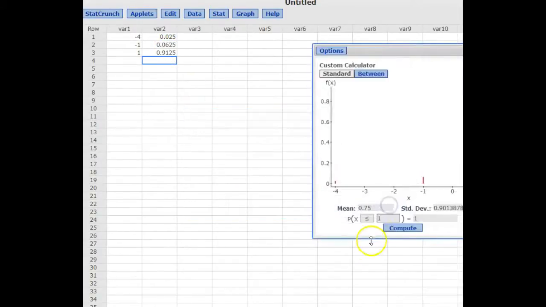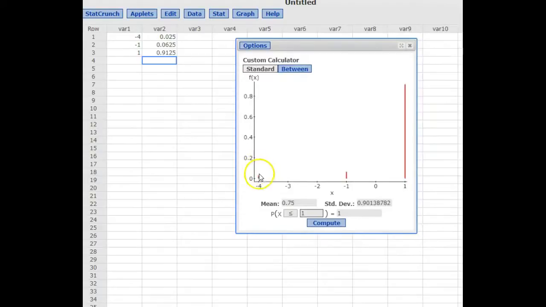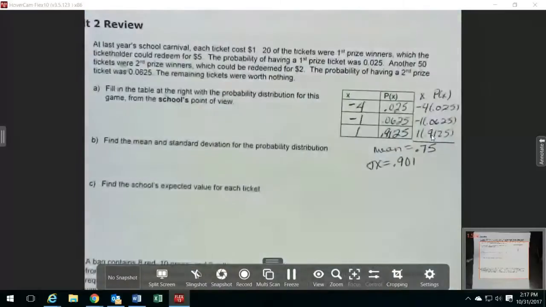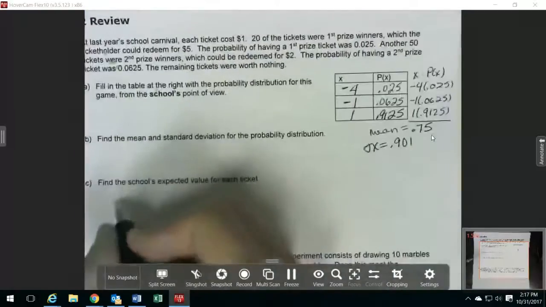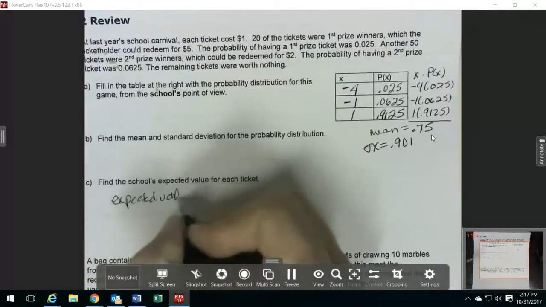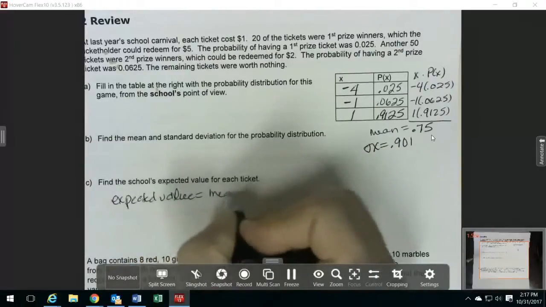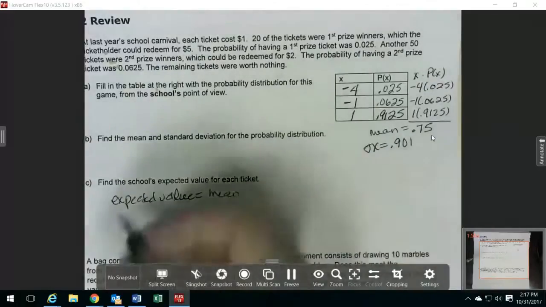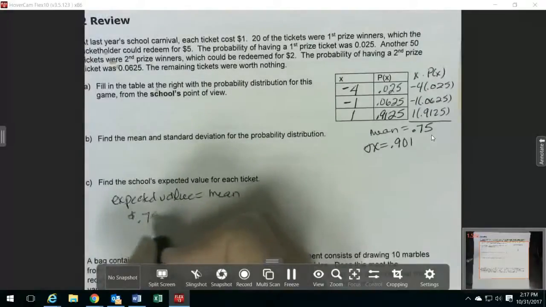Then I just click on Compute, and this gives me a probability histogram, but down here notice it also gives me the mean and the standard deviation. That is the mean and the standard deviation for the probability distribution. So that's a really quick and easy way to do this using Statcrunch. And then for the expected value, remember that the expected value is the same thing as the mean. So this would be 0.75, or in other words, 75 cents per ticket.